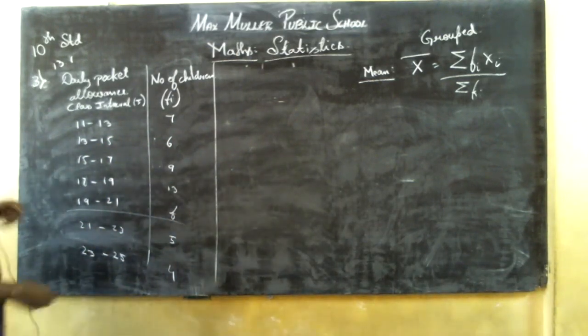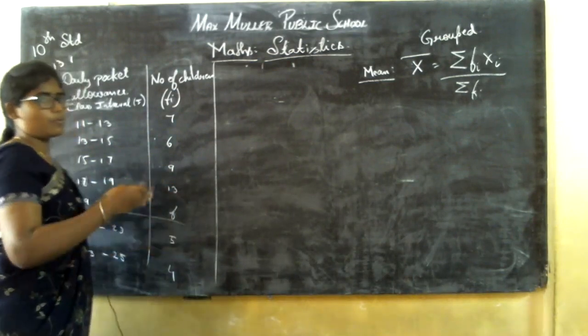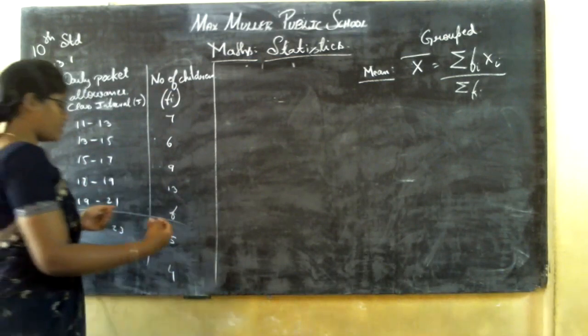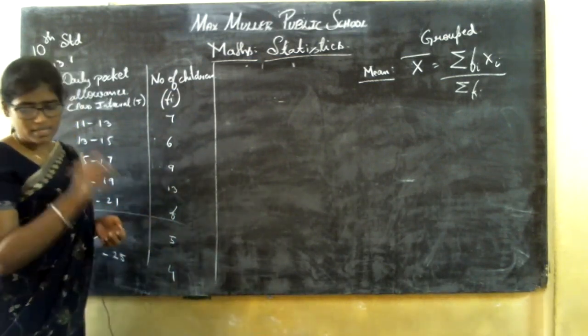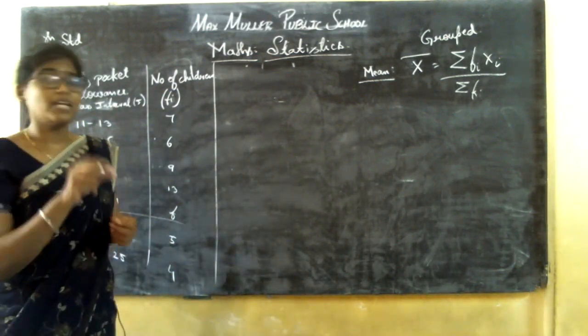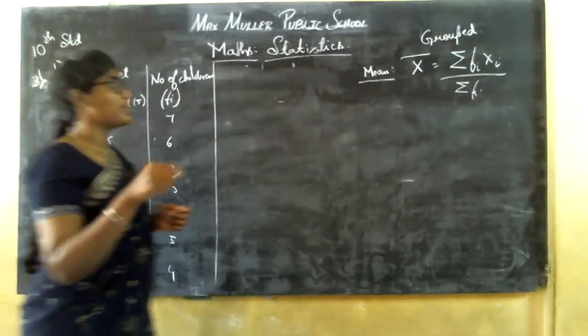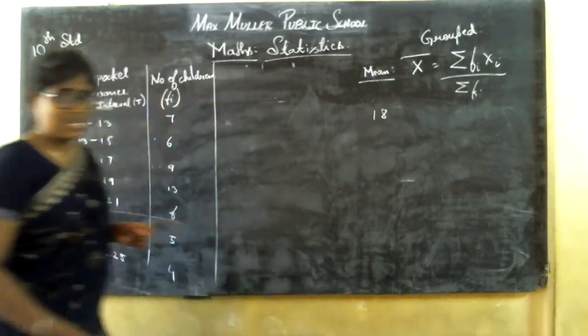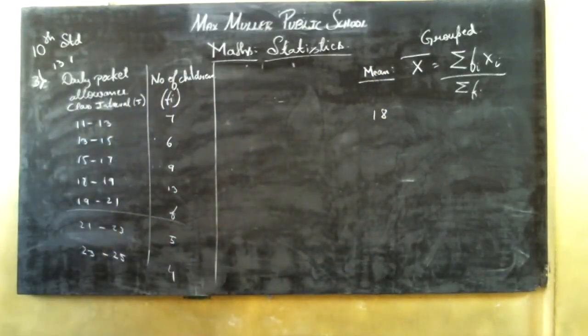How many children have got 19 rupees to 21 rupees as the daily allowance? We do not know. We need to find that. Correct? We need to find that. So what they have told, they have given you a hint also. Mean pocket allowance. They have told mean pocket allowance. So they have given the mean. So what is the mean they have given? It is 18 rupees. So each child should get 18 rupees as a pocket allowance in daily wages.